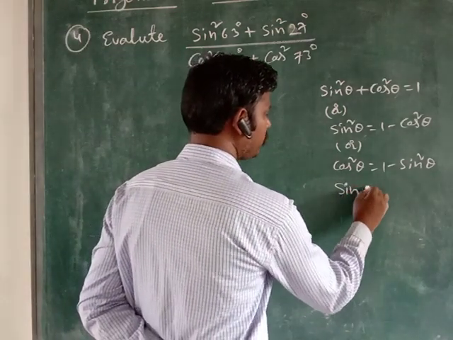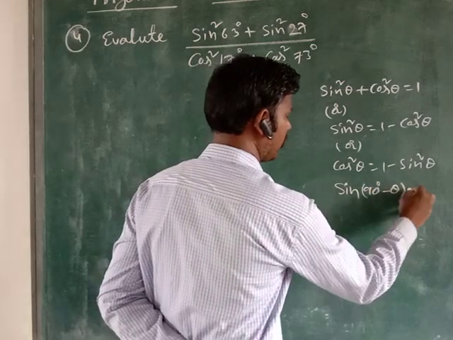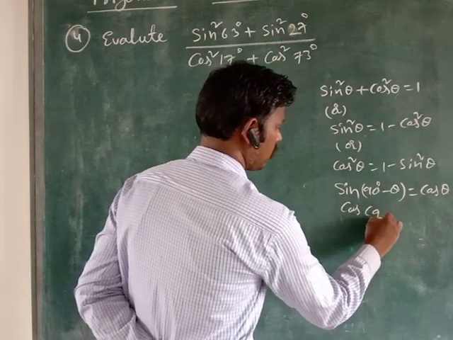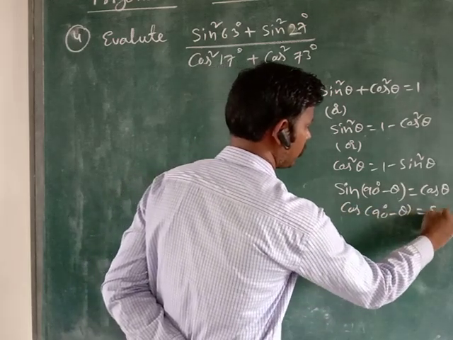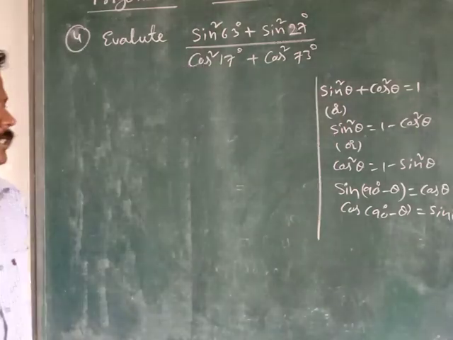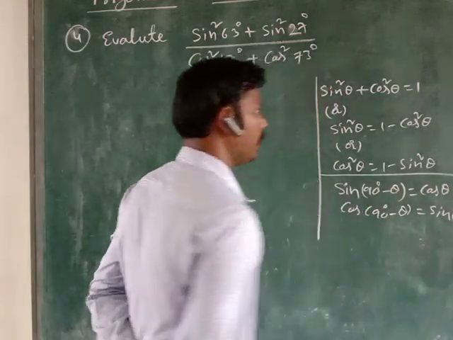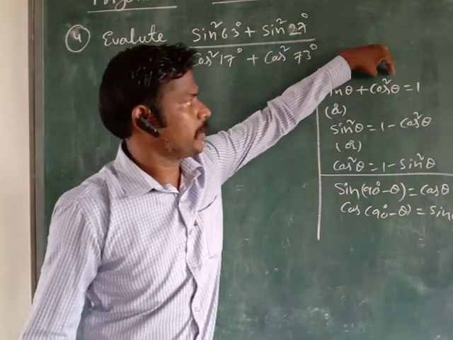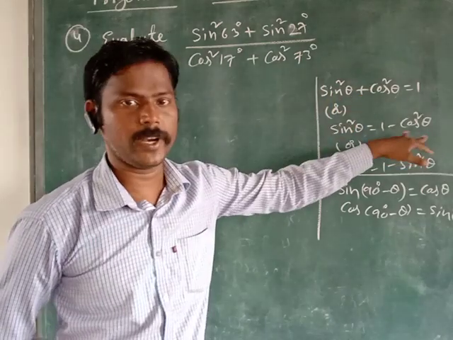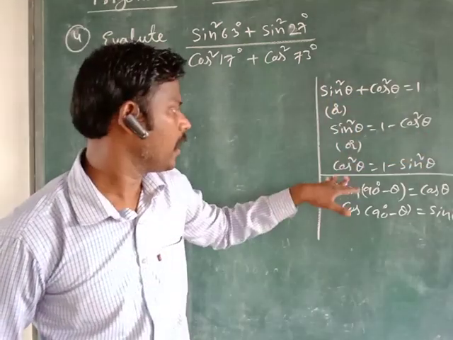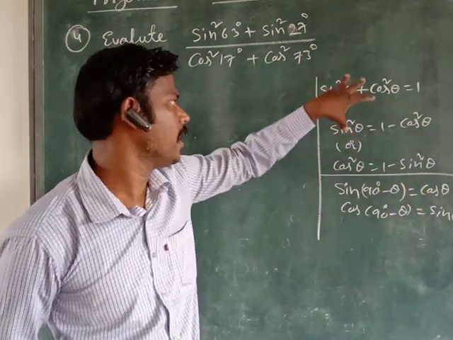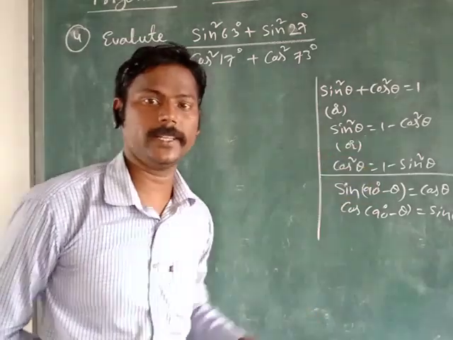Sin 90 minus theta, what, children? Cos theta. Next, cos 90 minus theta equal to what, children? Sin theta. By using these identities, we can simplify the given problem. Understood? Sin square theta plus cos square theta is 1. So if you want sin square theta, take 1 minus cos square theta, or for cos square theta, 1 minus sin square theta. It is the first identity and its results.